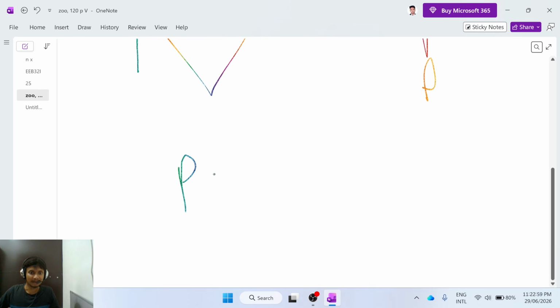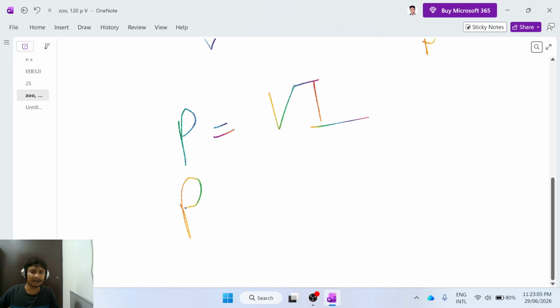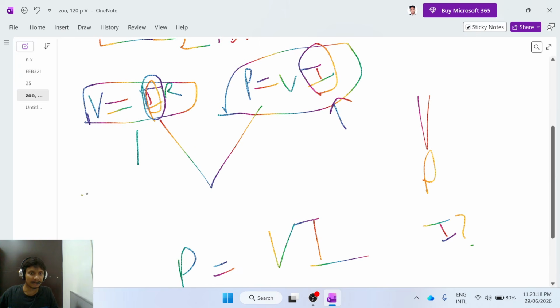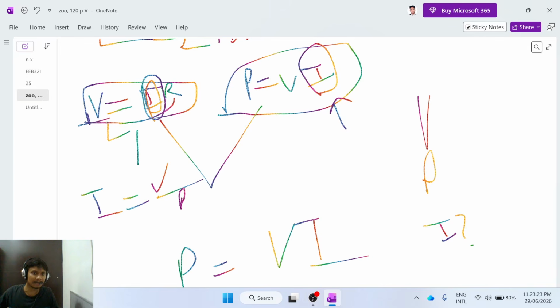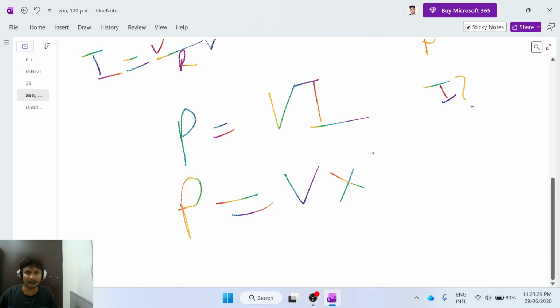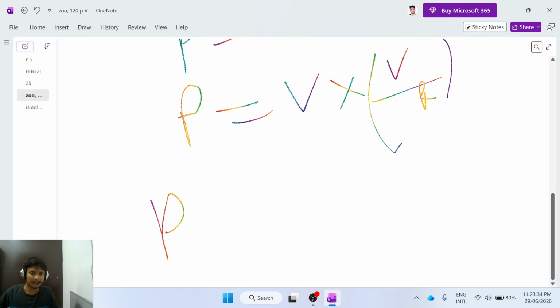Now we use the equation P is equal to VI. We don't want I because we don't know what I is. Therefore, we substitute another equation instead of I. V is equal to IR, then I is equal to V by R, as R goes under V as the denominator. Therefore, we substitute V by R instead of I, and power is equal to V square by R.